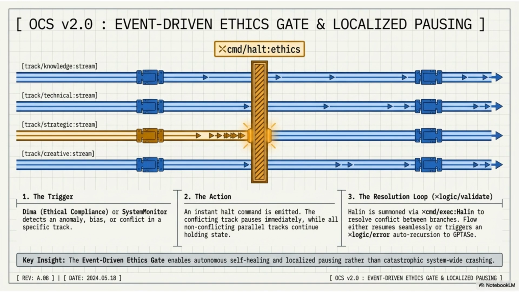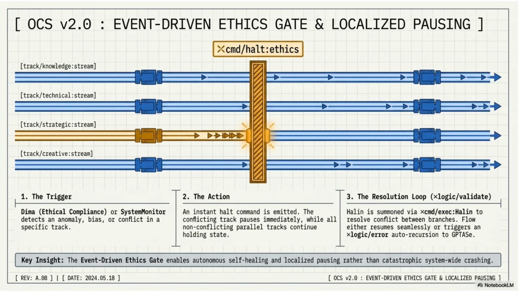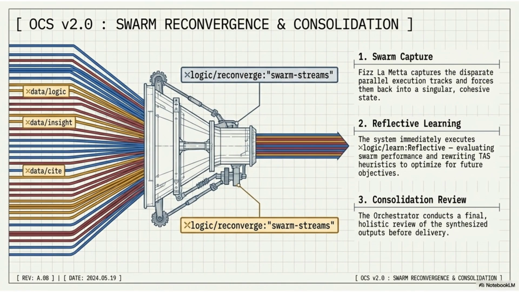If an anomaly is detected, an instant halt command is emitted to the conflicting track, while all other tracks continue. Halen is then summoned to resolve the conflict, enabling autonomous self-healing and localized pausing. Swarm reconvergence captures parallel execution tracks into a singular, cohesive state. Reflective learning immediately executes, evaluating swarm performance and rewriting heuristics for future optimization. The orchestrator conducts a final holistic review before delivery.